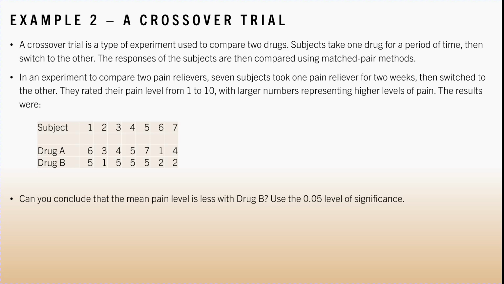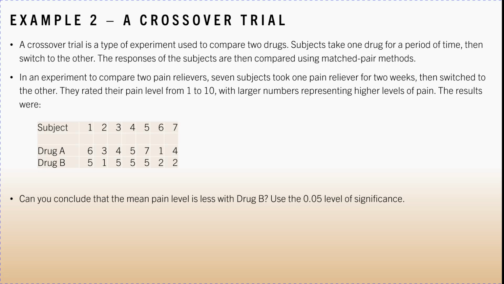All right, so in an experiment to compare two pain relievers, okay, 7 subjects took one pain reliever for 2 weeks, then switched to the other, okay? So then after another 2 weeks, basically they took a different pain reliever. And they rated their pain level from 1 to 10, okay, with larger numbers representing higher levels of pain, okay? And so the results are below. So basically this is what you're seeing. Under drug A, subject 1 says they had a pain level of 6. Under drug B, they had a pain level of 5.